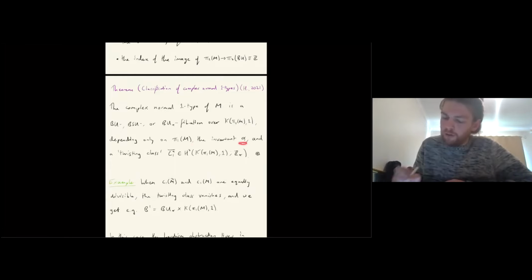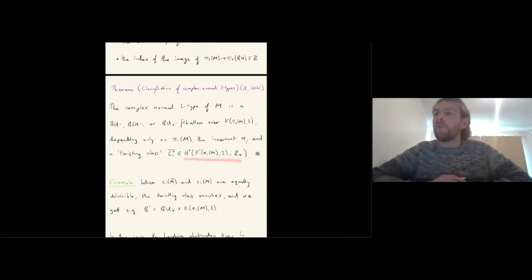The invariant alpha is going to determine which of these 3 cases you're in, and specifically which alpha here. And also a twisting class, which is in the cohomology of this K pi 1, which basically tells you what kind of fibration you have, like how it's twisting.